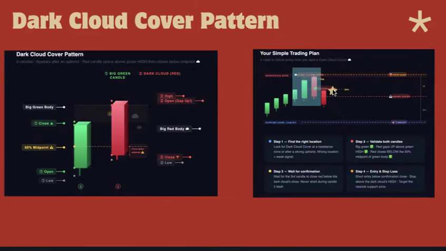Entry is at the pullback. Stop loss: it has a low wick. The low of the big dark cloud candle, and the target is your support area.